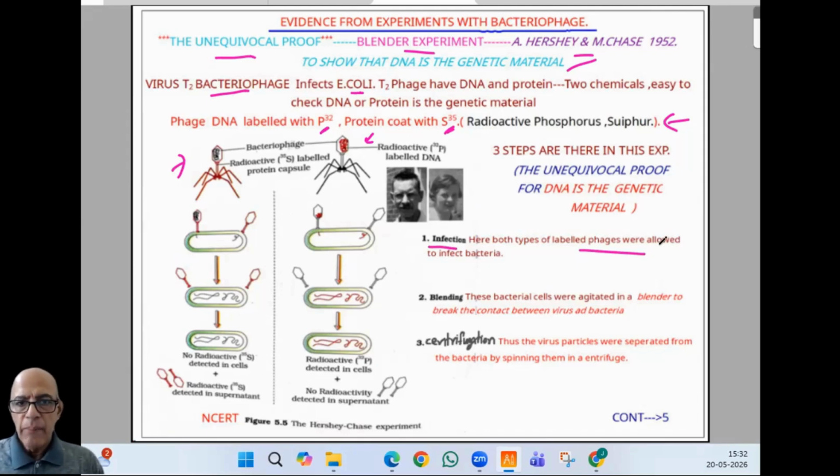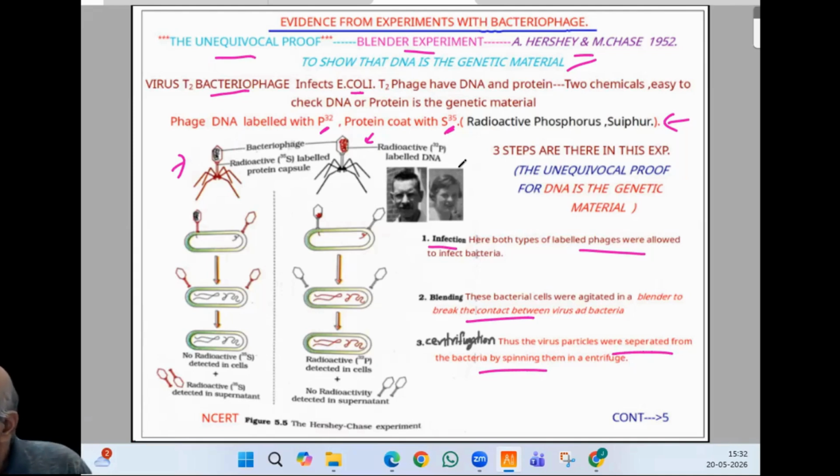Now blending. Blending means these bacterial cells were agitated in a blender, that's an instrument, to break the contact between virus and bacteria. And the third step is centrifugation. Thus, the virus particles were separated from bacteria by spinning them in a centrifuge. These are the three important steps.